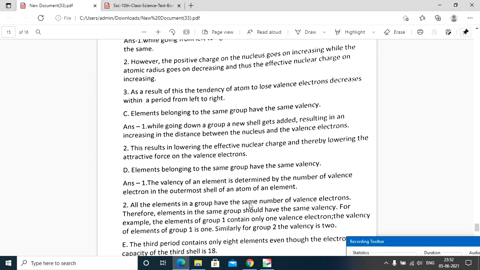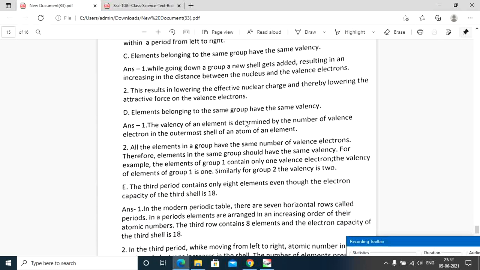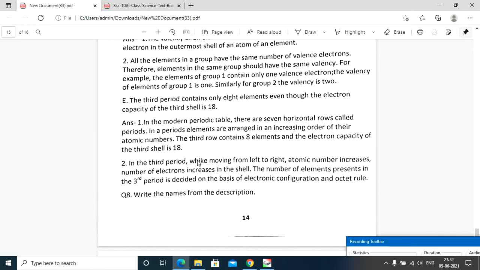Elements belonging to the same group have the same valency, because this was the basic rule of classification of the modern periodic table. Elements belonging to the same group show same valency. Okay, so I guess the same question is repeated. The third period contains only 8 elements, even though the electron capacity of the shell is 18. So if you remember, this was because of the law of electron octet. Okay, so that was the reason.